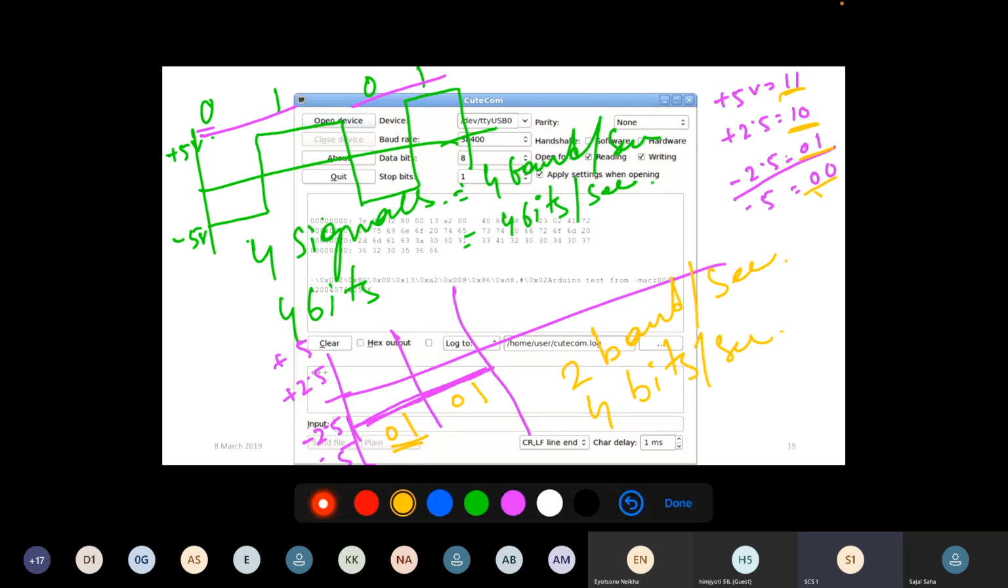देखो 3 बिट को रिप्रेजेंट कर रहे हैं एक सिग्नल से, I require 8 different voltage levels. 4 बिट को अगर रिप्रेजेंट करना है तो कितना वोल्टेज लेवल चाहिए? 16. 5 बिट को रिप्रेजेंट करना है तो कितना वोल्टेज लेवल चाहिए? 32. 6 बिट को अगर रिप्रेजेंट करना है तो कितना वोल्टेज लेवल चाहिए? 64. 7 बिट्स को अगर रिप्रेजेंट करना है तो कितना वोल्टेज लेवल चाहिए? 128.